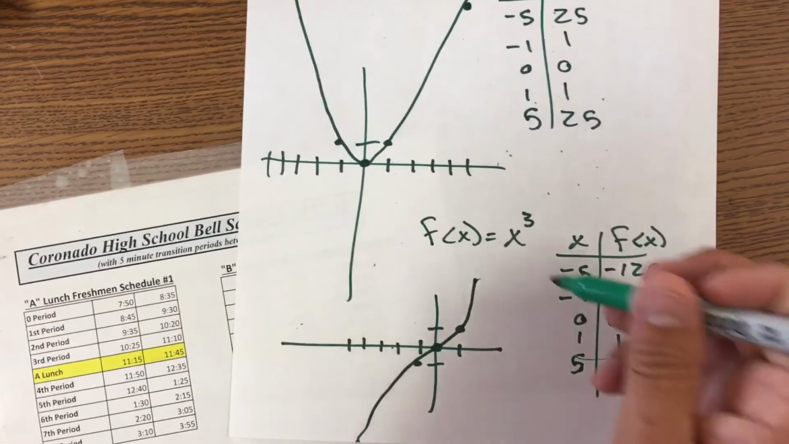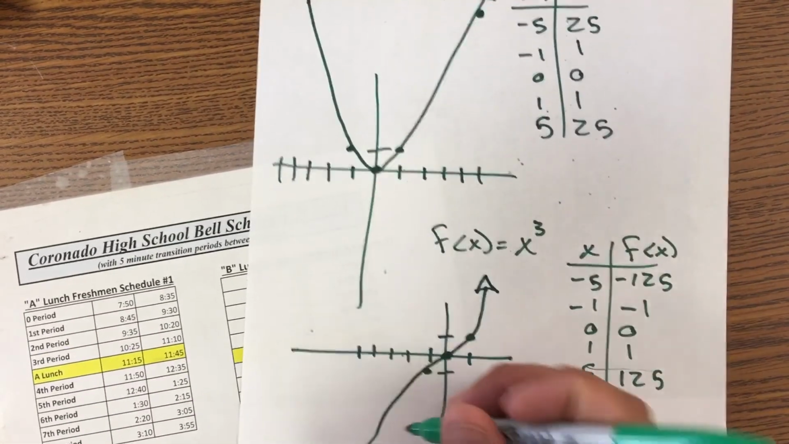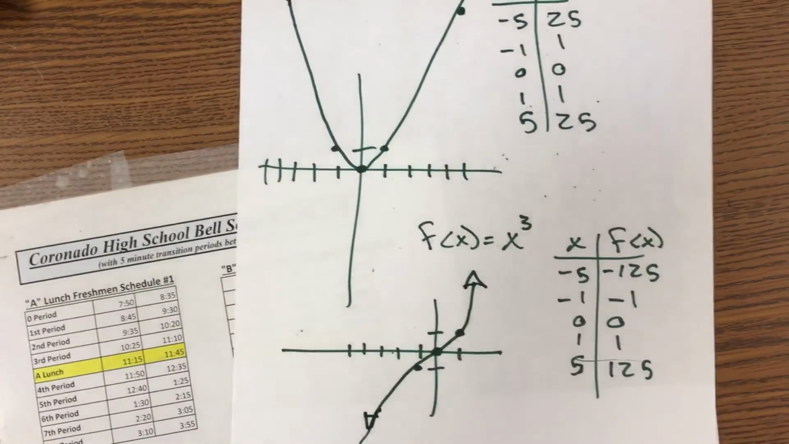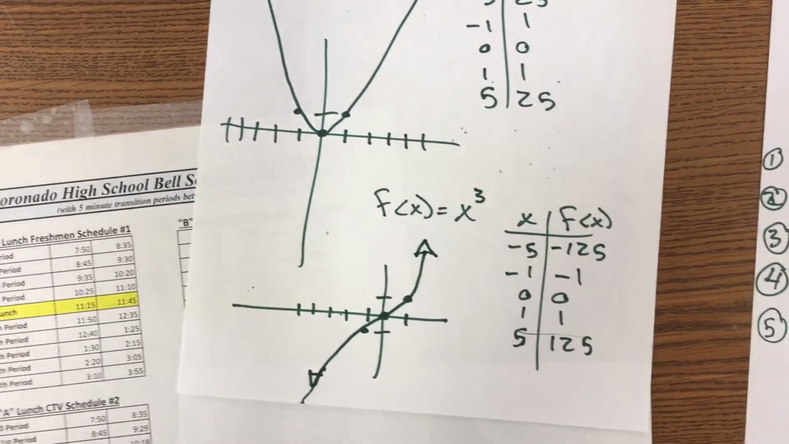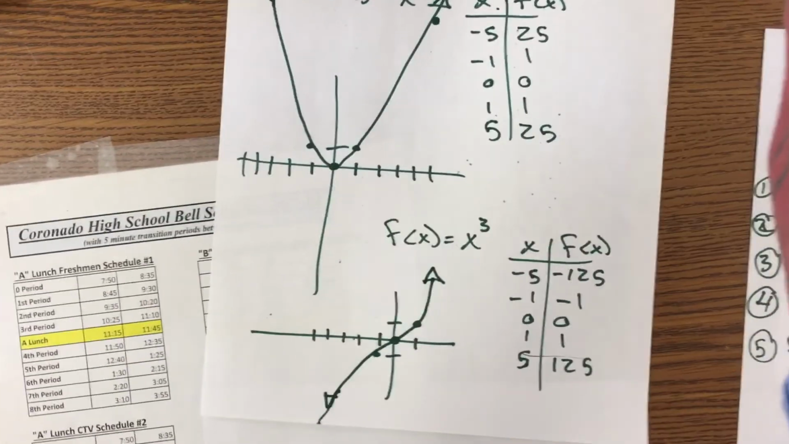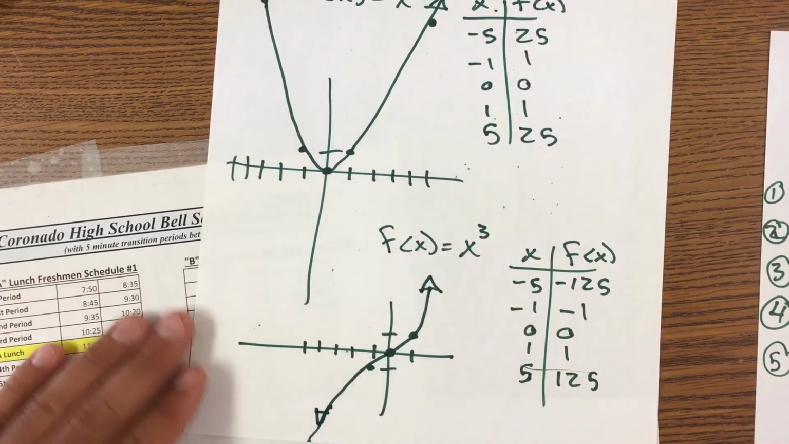Whoa, my camera's falling. It's just kind of like that for a cube root. Okay? Can't get it to balance. There we go.